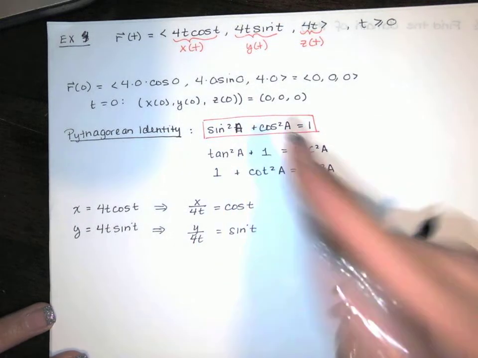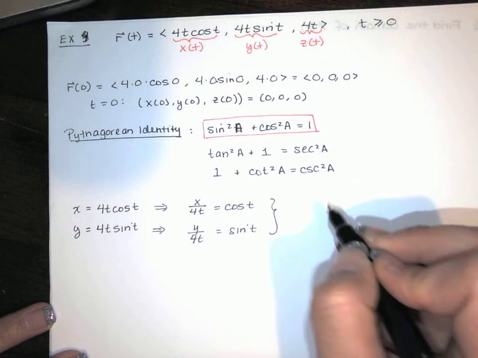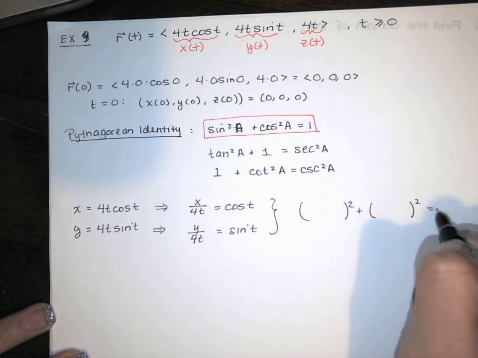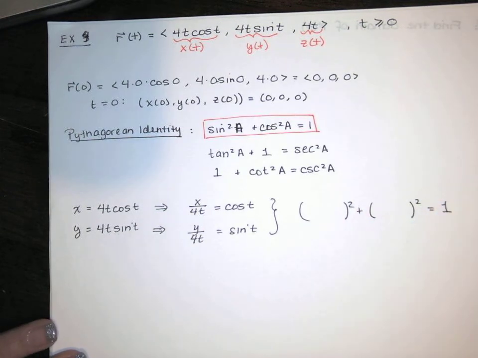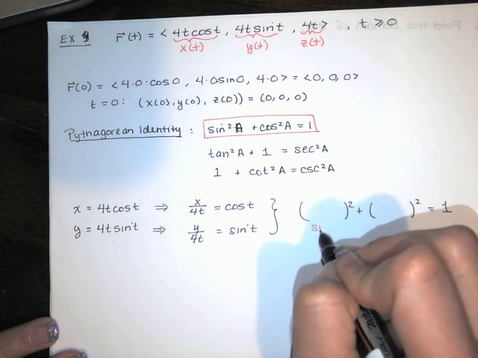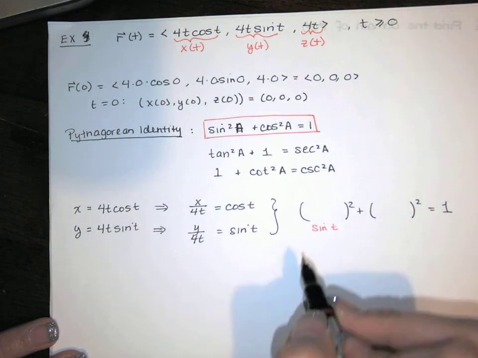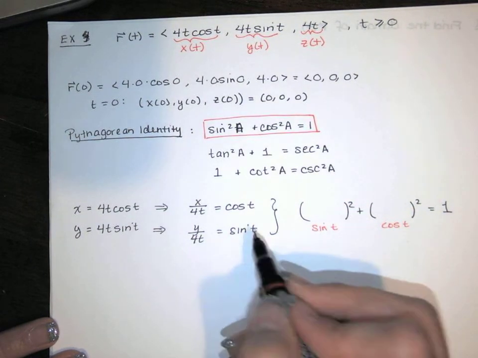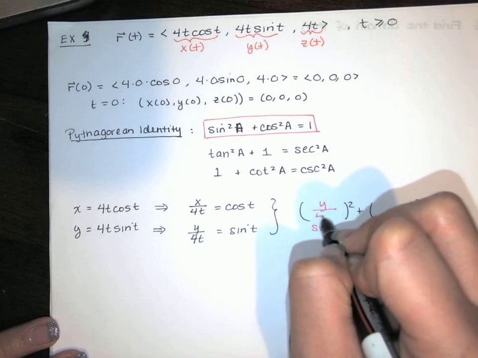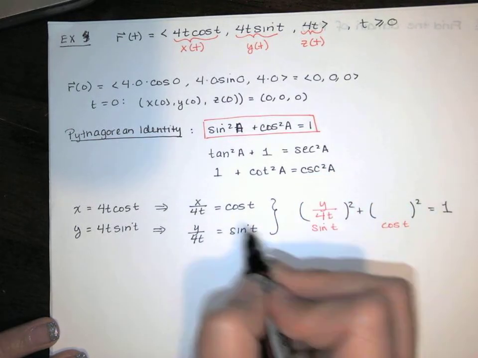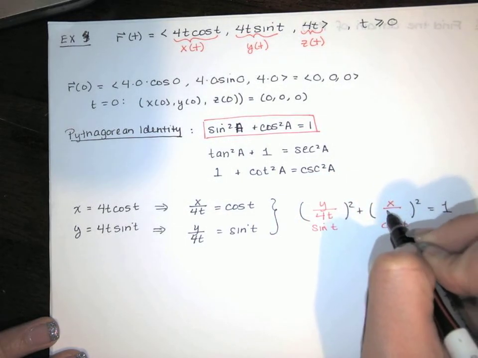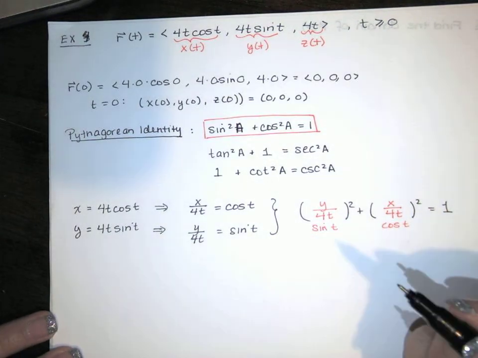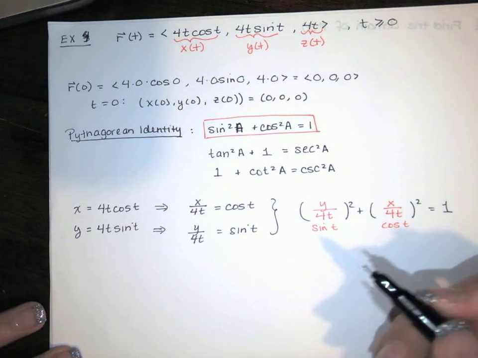And then according to this identity, if I take those two pieces and square them and add them, I should get 1 because of our Pythagorean identities. So sine squared plus cosine squared is 1, and sine of t is y over 4t, and cosine of t is x over 4t. You might be saying, Miss Townsend, that did not eliminate the parameter t, and you are absolutely right, it did not.